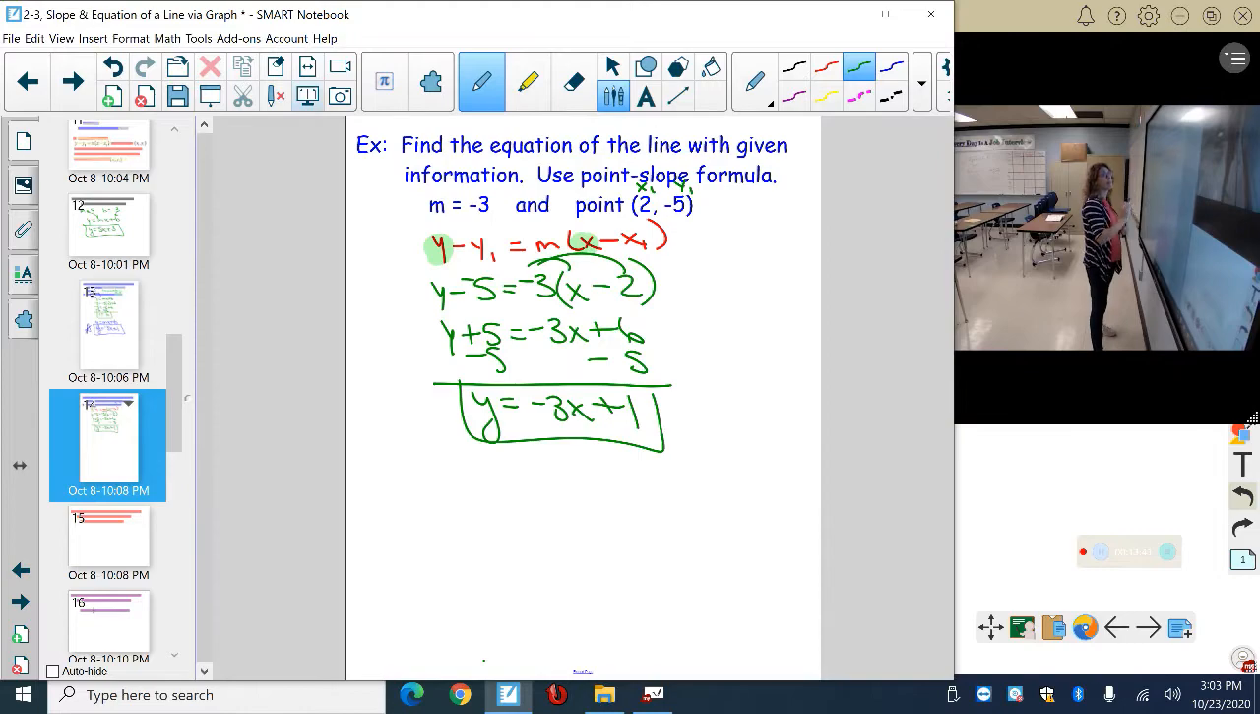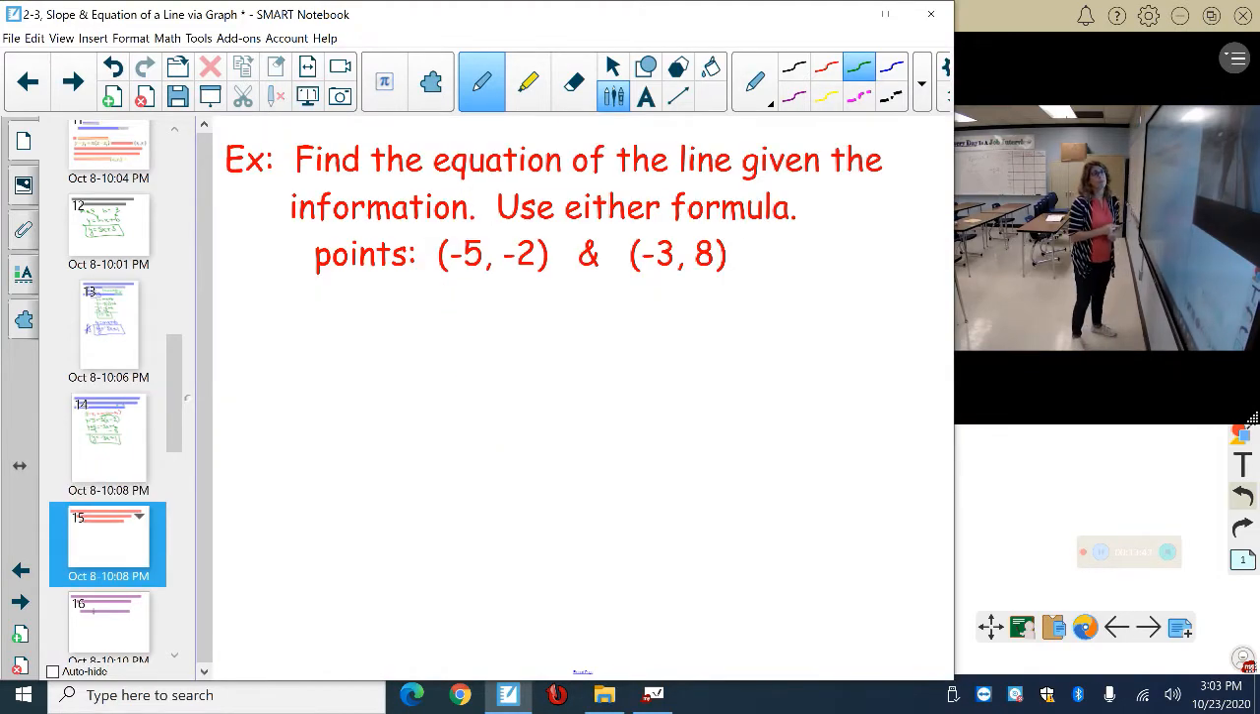Okay? Now let's keep on going. I'm going to give you 2 points. I want you to find the equation of the line. Now, in order to find the equation of the line, what must you be given in order to find the equation of the line? If you answered a point and a slope, you would be right. I was given 2 points. So if I was given 2 points, how do I find the equation of the line given those 2 points?